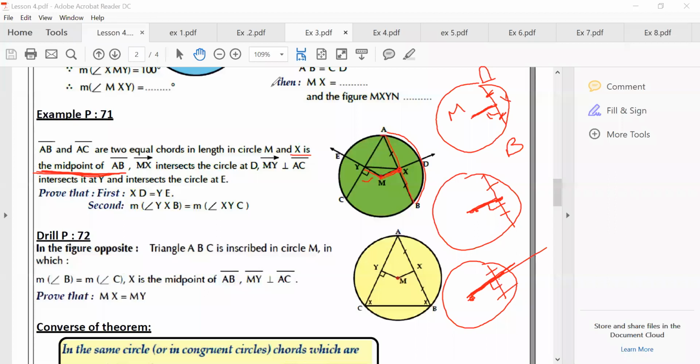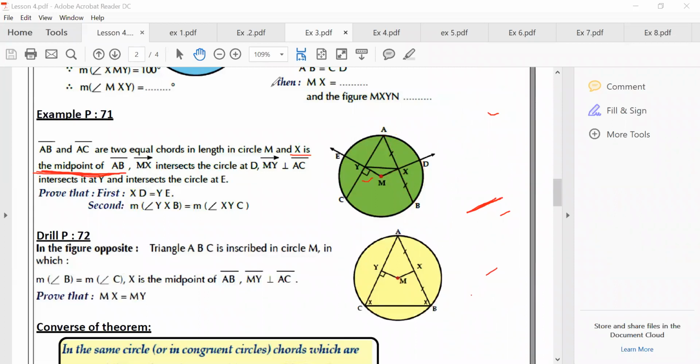And here, if I want to complete that MY is perpendicular, then Y is the midpoint of AC. But this is not important now. Let's see what he wants from me. He wants me to prove that XD equals YE, this small part. You remember in the drill, I told you that this is very important in the proof. So can anyone help me? Yusuf, can you complete it and help me?